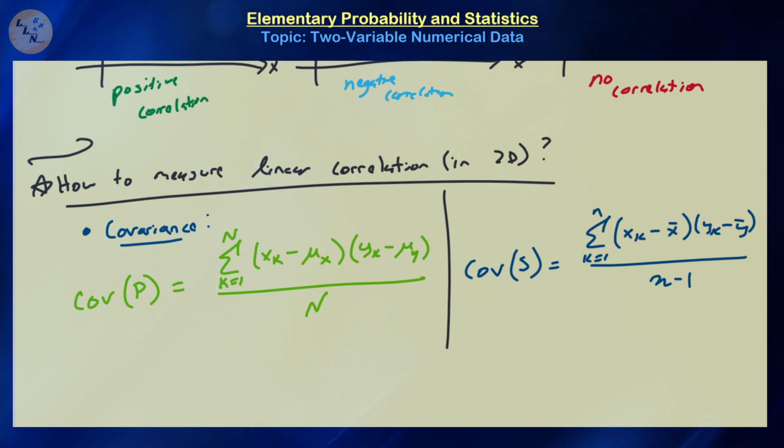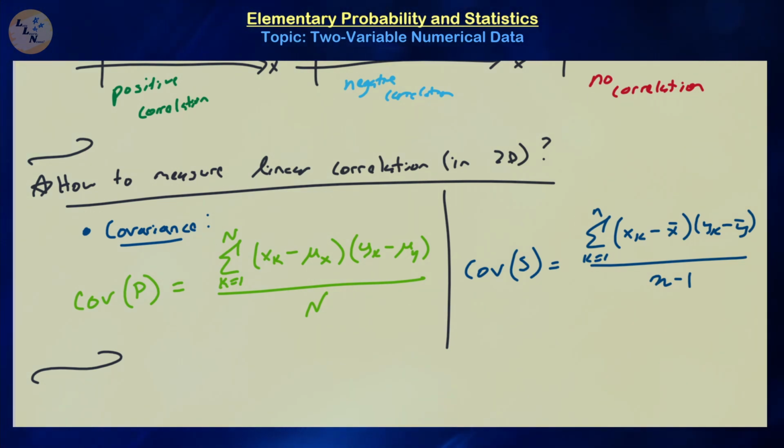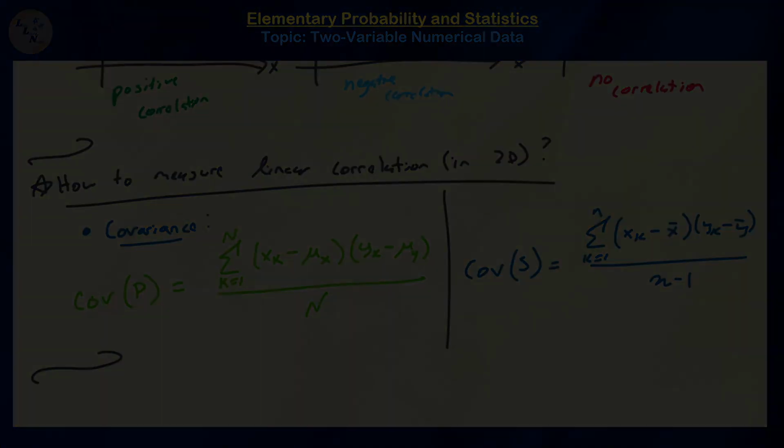So of course this formula should look very similar to the variance formula in 1 dimension, except the xk minus mu x term squared is decomposed into x and y. So it's practically the same exact thing. So since it looks a little bit complicated, let's just go through a little numerical example to show you how to use this formula to calculate the covariance of a sample.